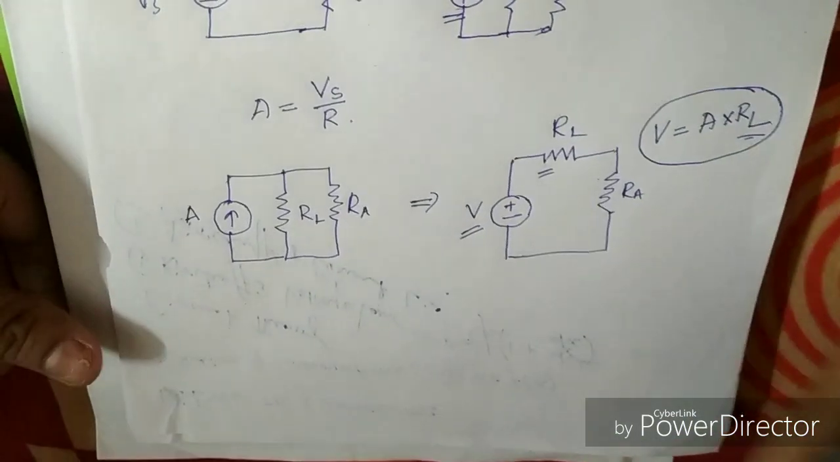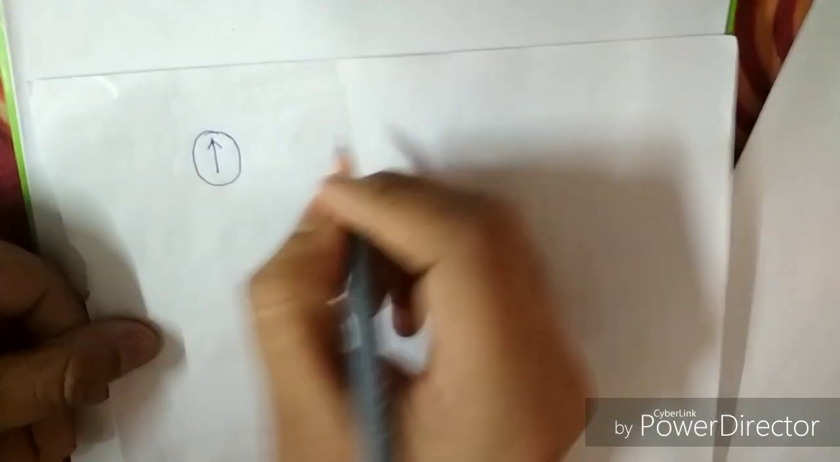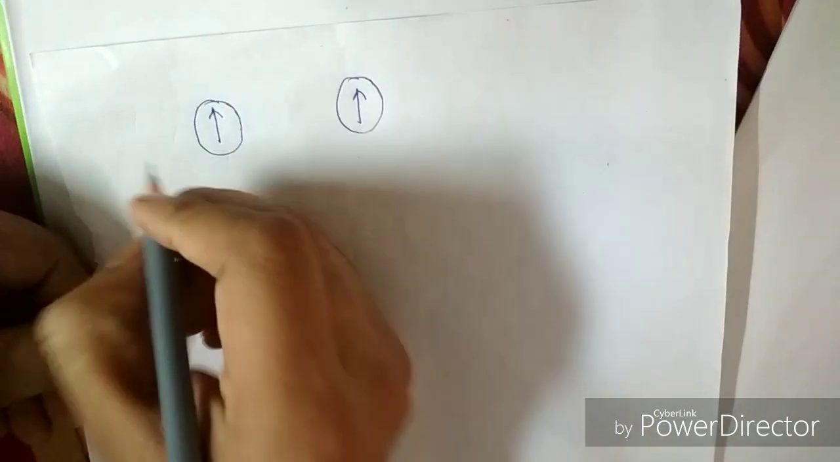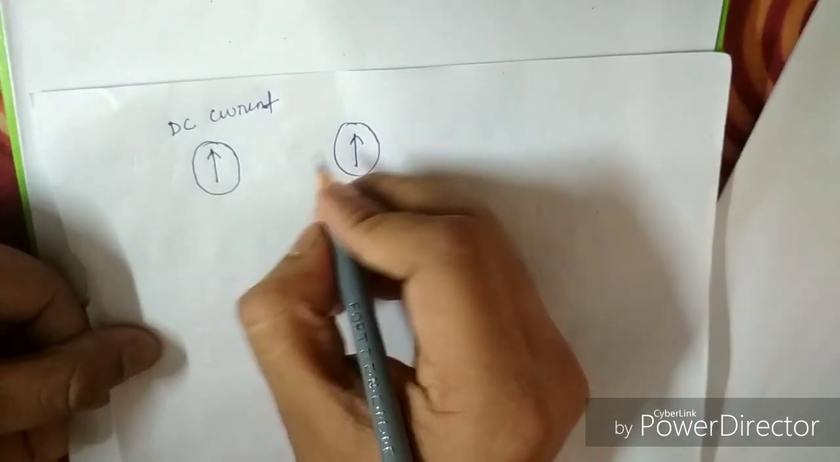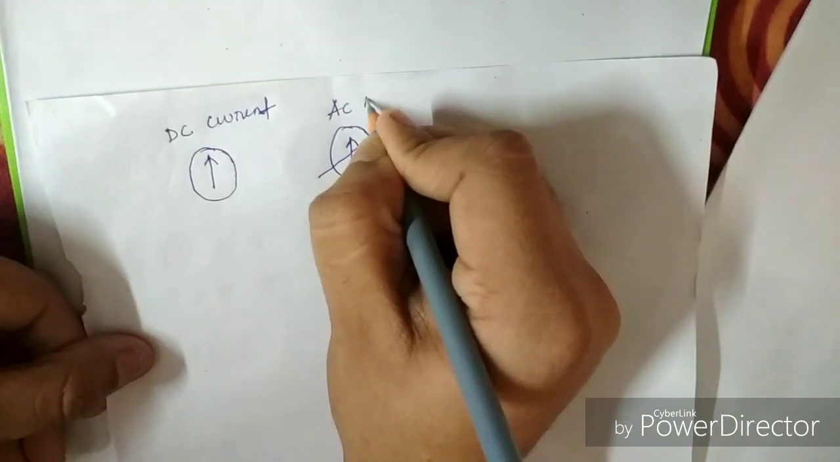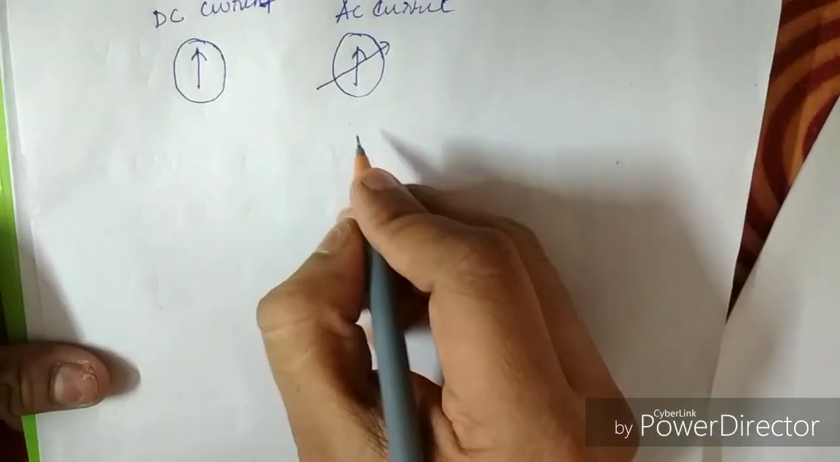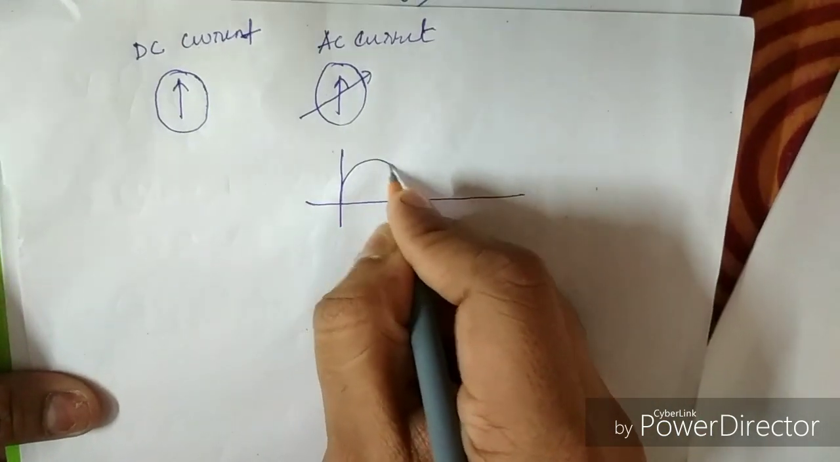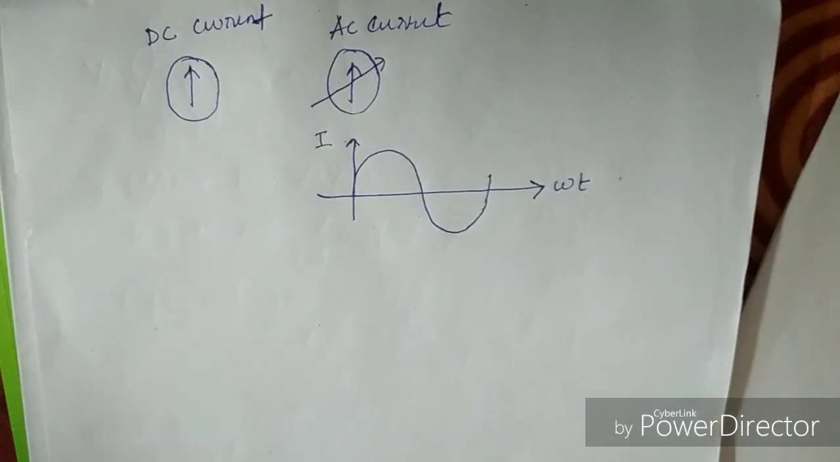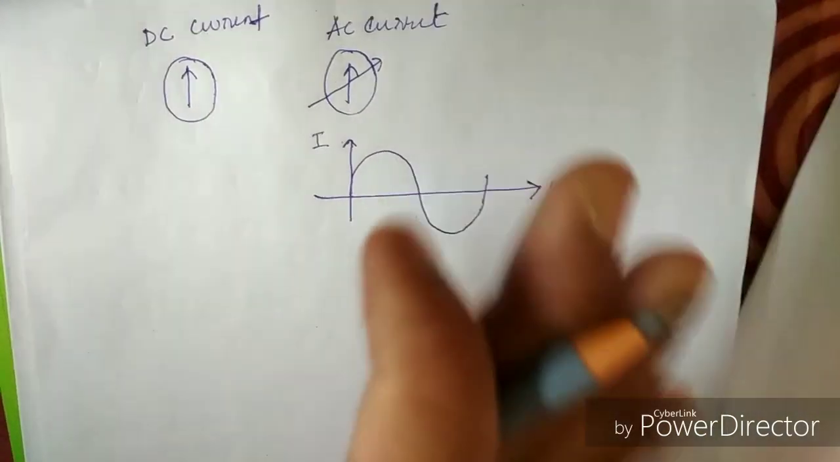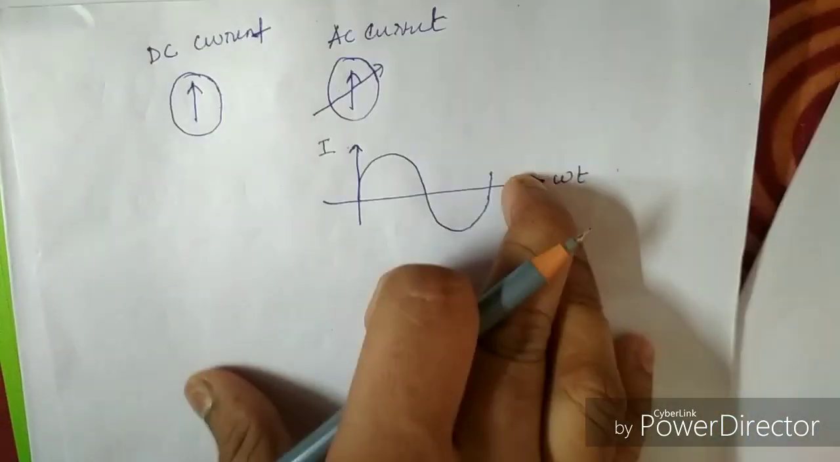How many types of current source can there be? There are DC current and AC current. What is the symbol of DC current? It has no variation, but AC current has a variation, and this is the symbol. AC current also has a phasor diagram of a sine wave or some sinusoidal wave like this, where this is omega t and this is I. So this is the basic thing about AC circuits, and this is DC current and AC current.